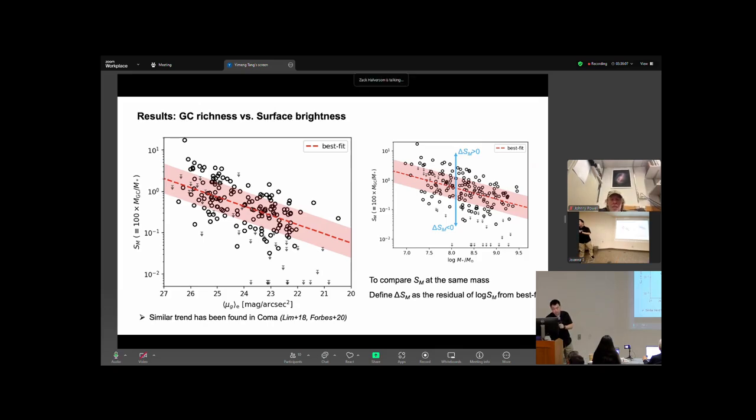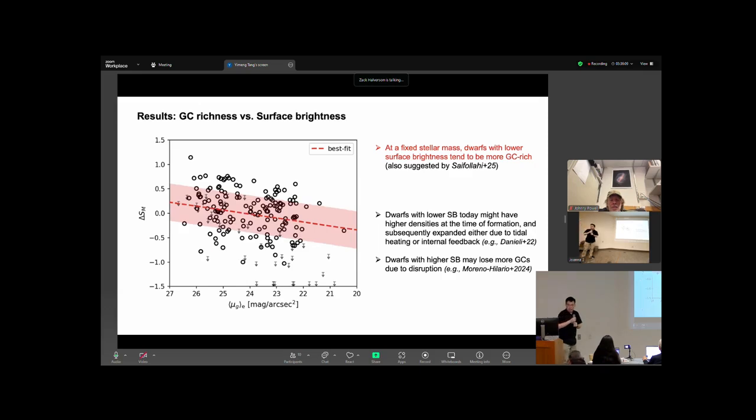So we just remake this plot, delta SM versus surface brightness. You can still see the trend, although the trend is much weaker, but still very significant. This suggests that at fixed mass, dwarf galaxies with lower surface brightness are more GC rich. This is actually the first time people have ever made this plot, and we want to expand this.